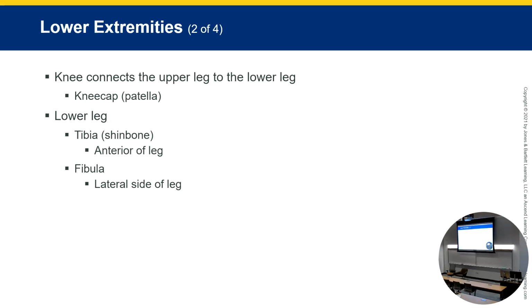Going more inferior, we're going down to the lower leg. You have the tibia, which is often referred to as the shin bone. That is going to be more anterior and medial. It's the larger of the lower leg. The fibula, very skinny looking bone. It's going to be more lateral. Okay, more lateral.